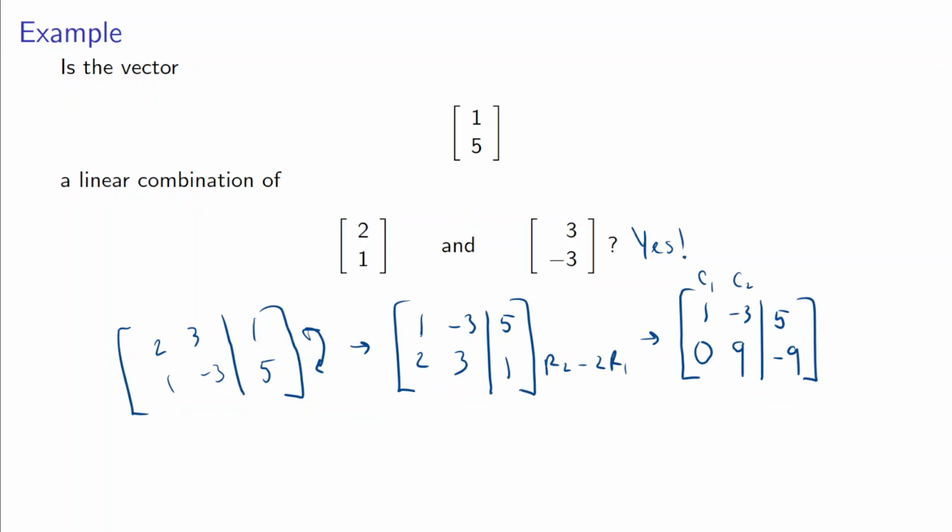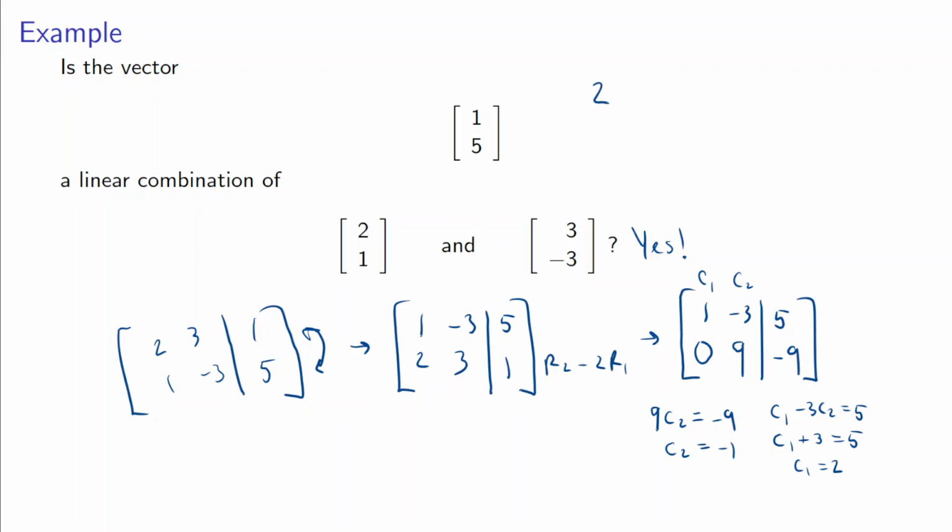So I'll remind you, these are the columns corresponding to the variables C1 and C2. So our second row right now says that 9C2 equals negative 9, which tells us that C2 equals negative 1. And then our first row says that C1 minus 3C2 equals 5. We can substitute in that negative 1 for C2. We'd get C1 minus 3 times negative 1, so plus 3 equals 5, and therefore C1 equals 2. So not only does this tell us, yes, we do have a linear combination, but we in particular know the weights.